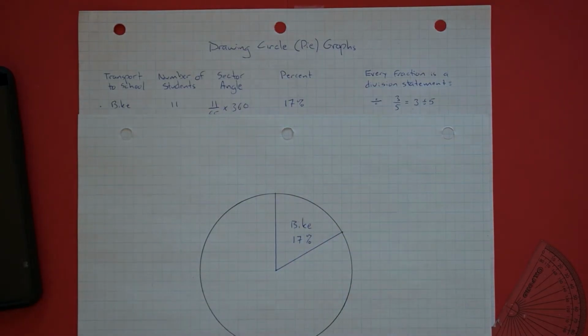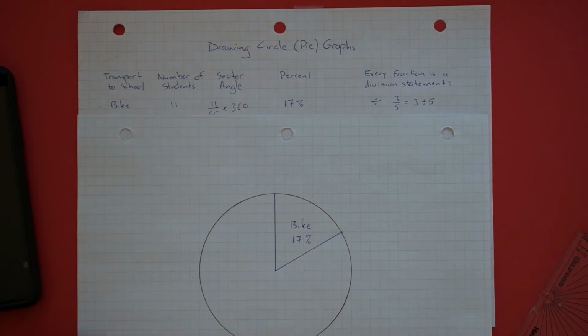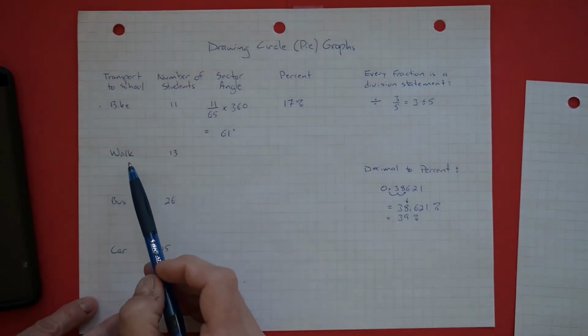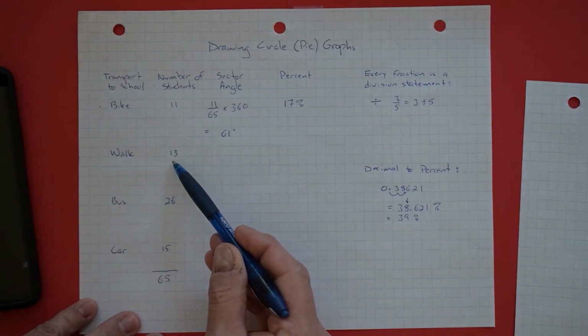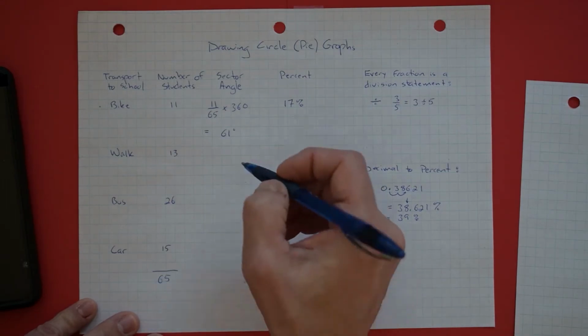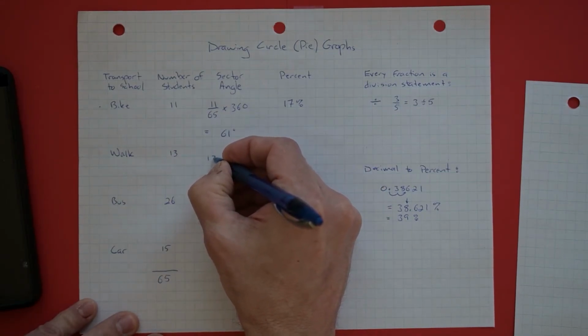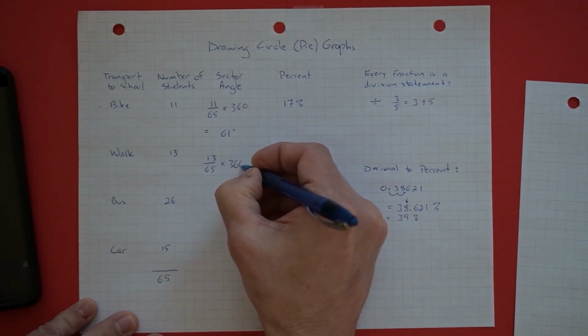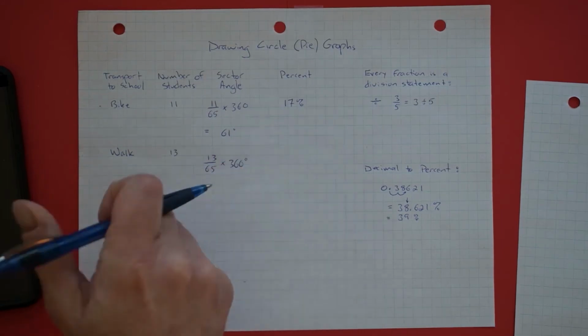So if that makes sense to you already, please feel free to move on to the exercises for today. But I'm going to put another sector on yet with you just to make sure that everybody understands. And then hopefully you'll be set up to do those exercises. So let's look at the next sector. These are the students who walk to school. There are 13 of them, still a total of 65. So our new fraction is 13/65, which will have to get multiplied by the 360 degrees in a circle.